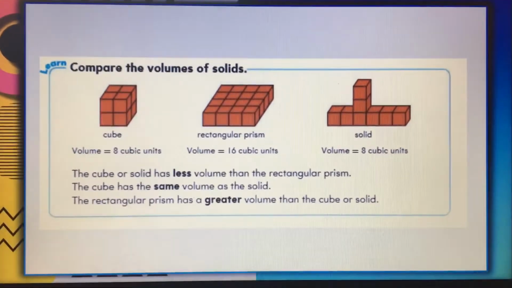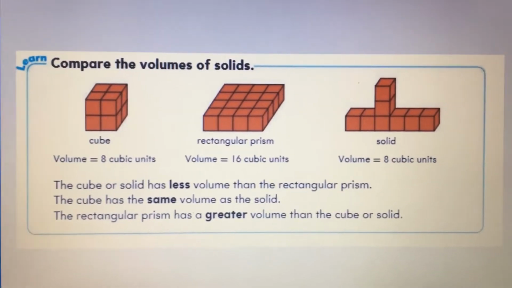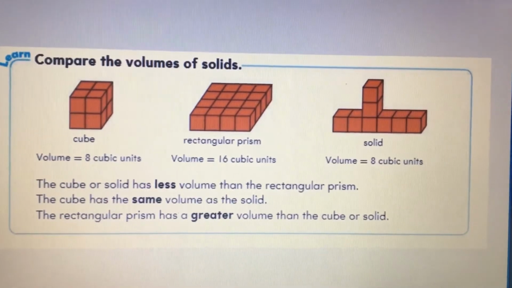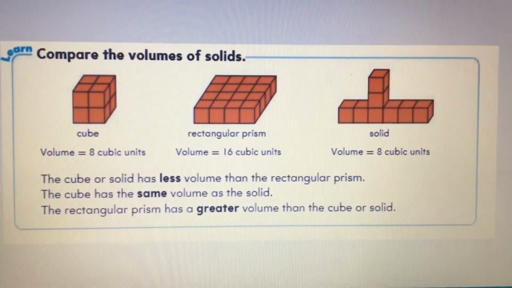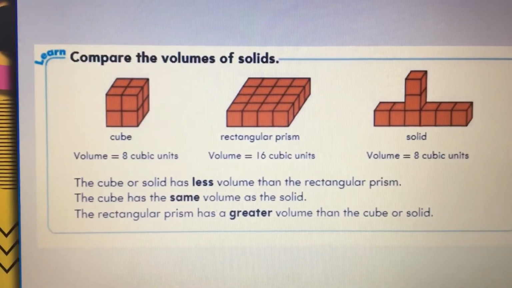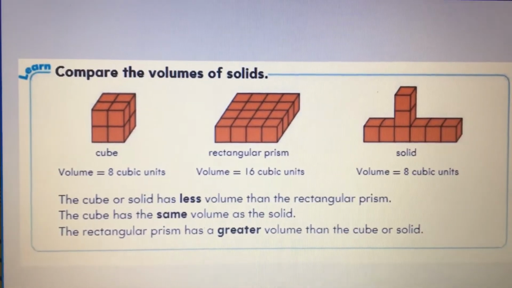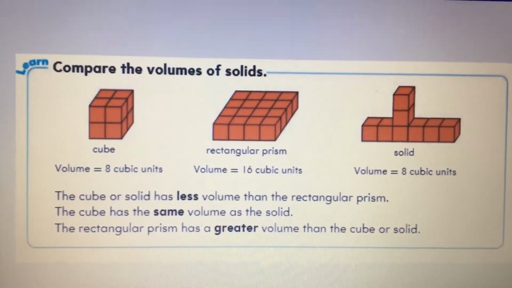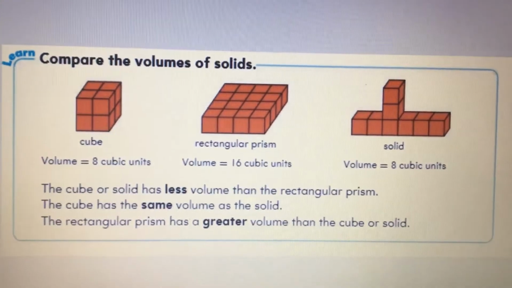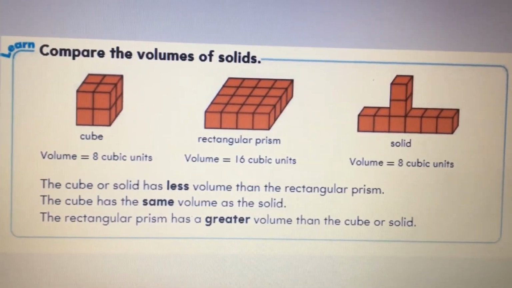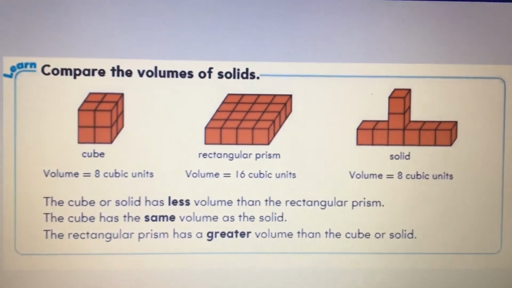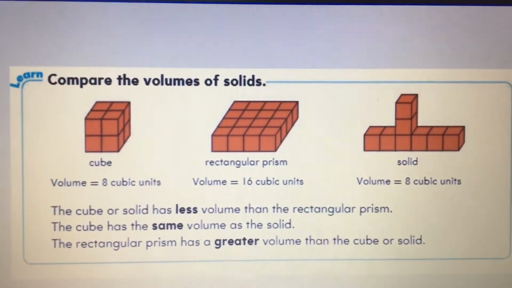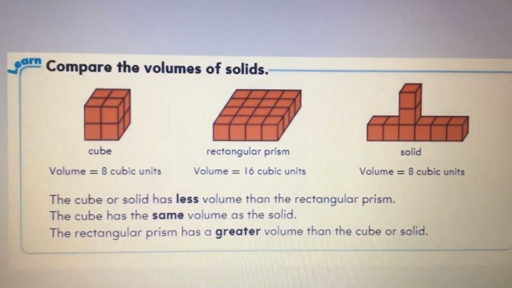So first of all, I have a picture here. On this first cube, I can see that I have 8 cubic units. The second rectangular prism has 16 cubic units. And the third solid has 8 cubic units. So what we're going to do today is talk about how we would compare these using the words less, same, and greater.